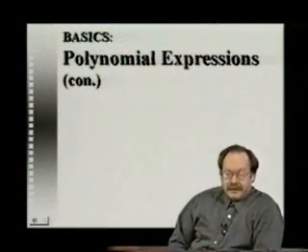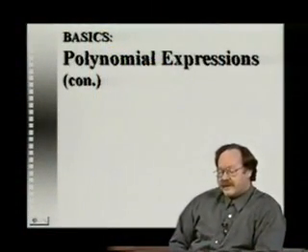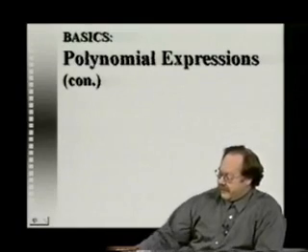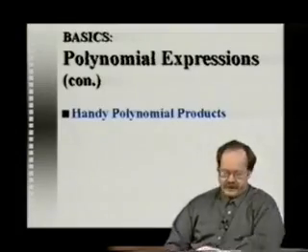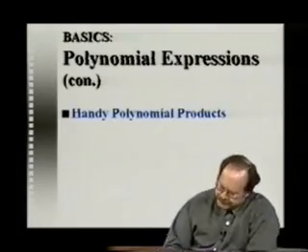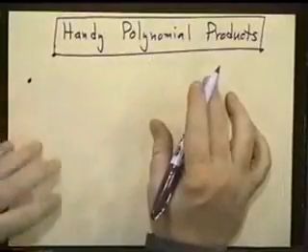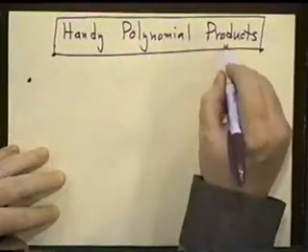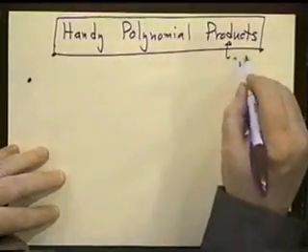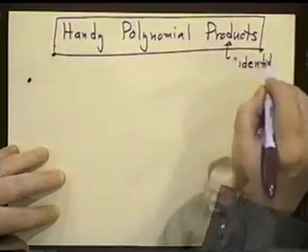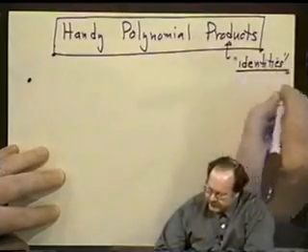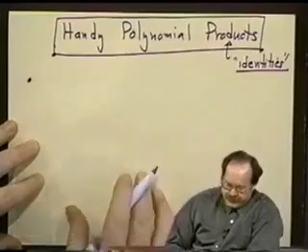Now that we've looked at multiplying polynomials, there are certain products that turn up so often that they are really handy to know. So I call those handy polynomial products. And let's go ahead and look at those. Why would one want to look at this? And oh, by the way, these products, remember, you can think of these as identities. And we'll talk more about that later.